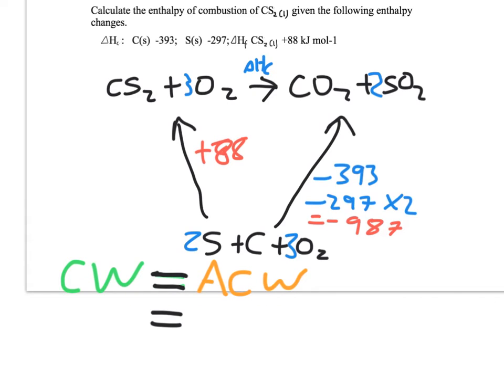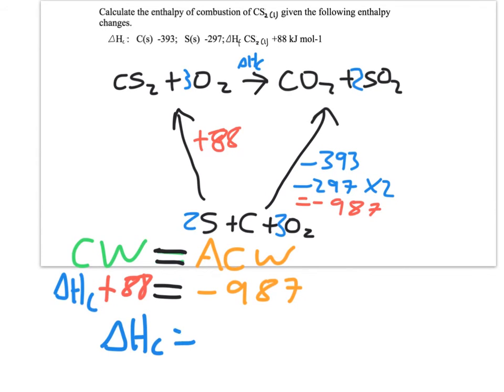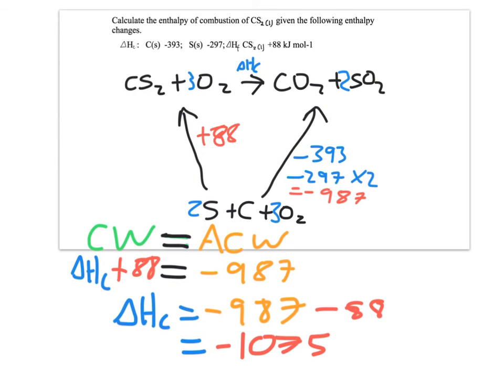So the clockwise arrows is our delta HC. That's what we're trying to work out. That red one, this one here, is also clockwise. So that's plus 88. And this one here is our only anti-clockwise one, so that would be minus 987. So delta HC equals minus 987 minus 88. Answer is minus 1075, and that's in kilojoules per mole.